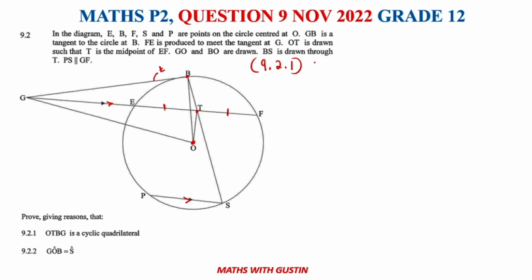All right, let's move on to 9.2.1. It says we need to prove that OTBG is a cyclic quad.